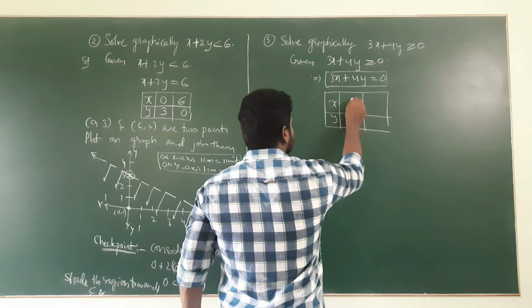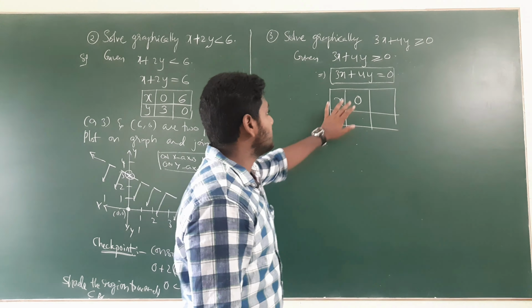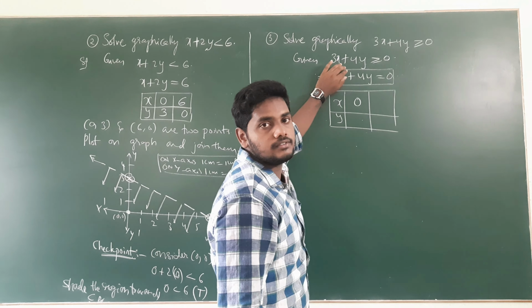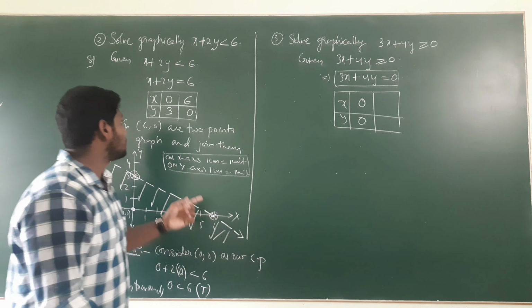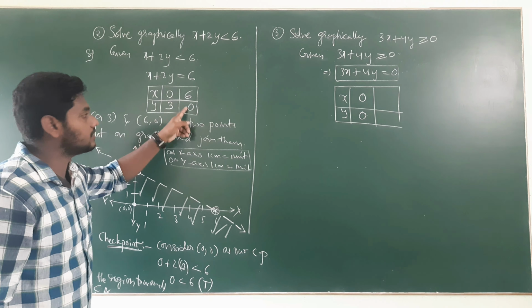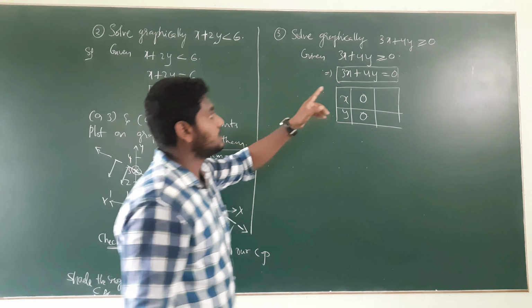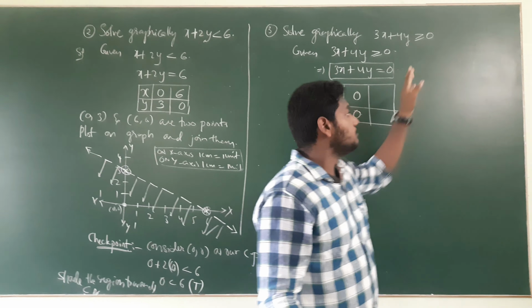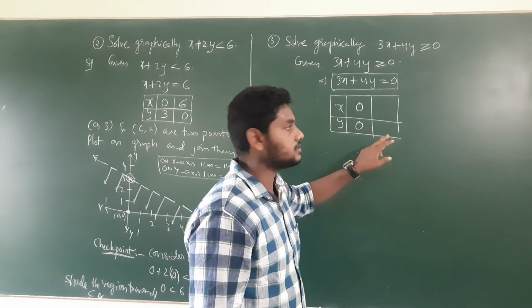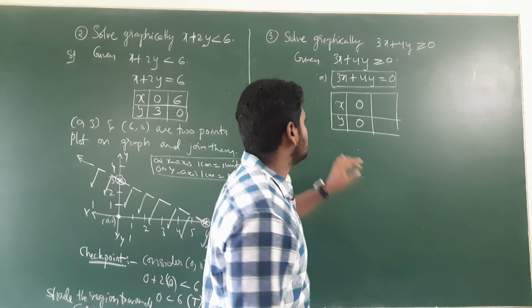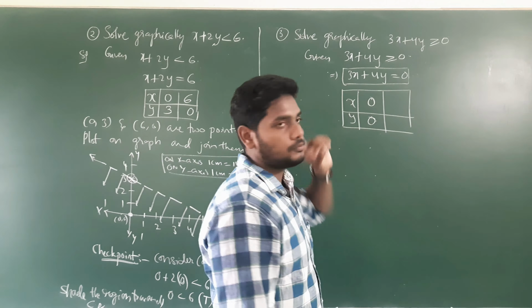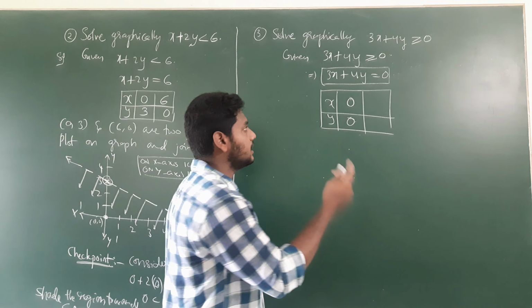x and y. If x equal to 0, what is the y value? The y value is also 0. In the previous problem we took (0, 0) to get easy points. But when it is equal to 0 or greater than 0, we should not put 0 for both, because if y is 0 and x is 0, we get the same point. So only for x or y you have to put 0. For x I consider 0. Next for y, you take any other point.